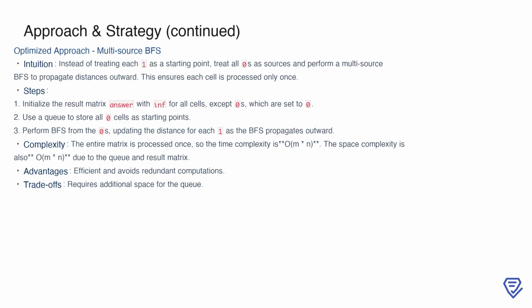To implement this, we start by initializing a result matrix, where cells containing 0 are set to 0 and all other cells are initialized to infinity. Next, we place all 0 cells into a queue, which serves as our starting points.